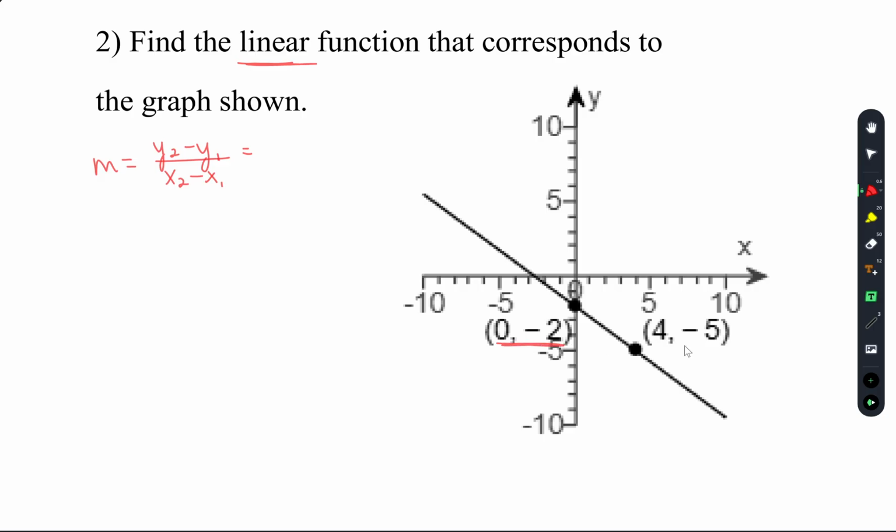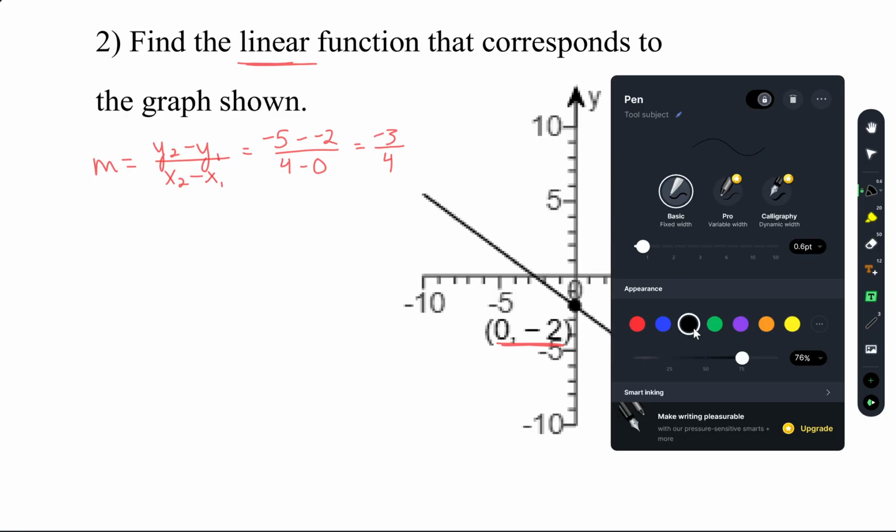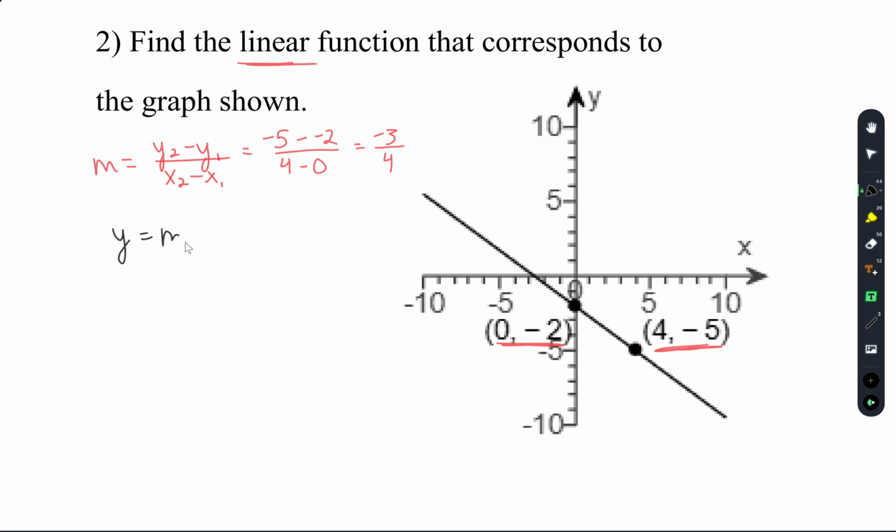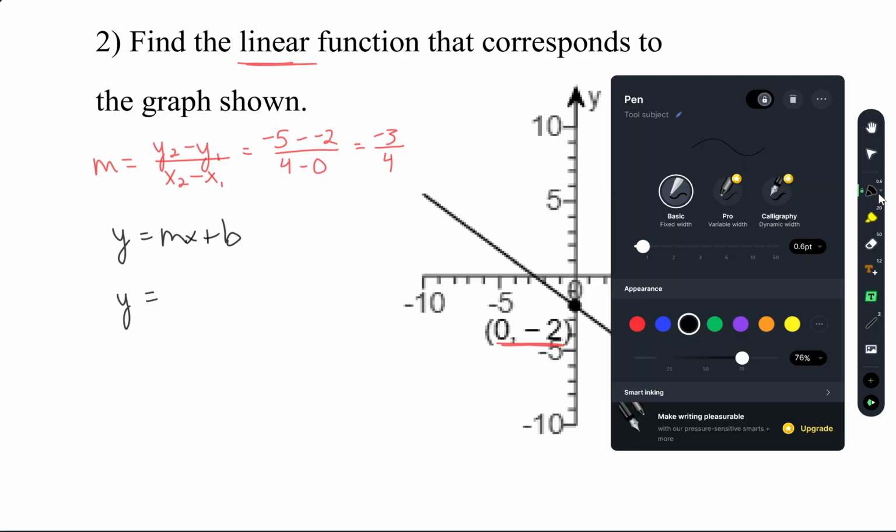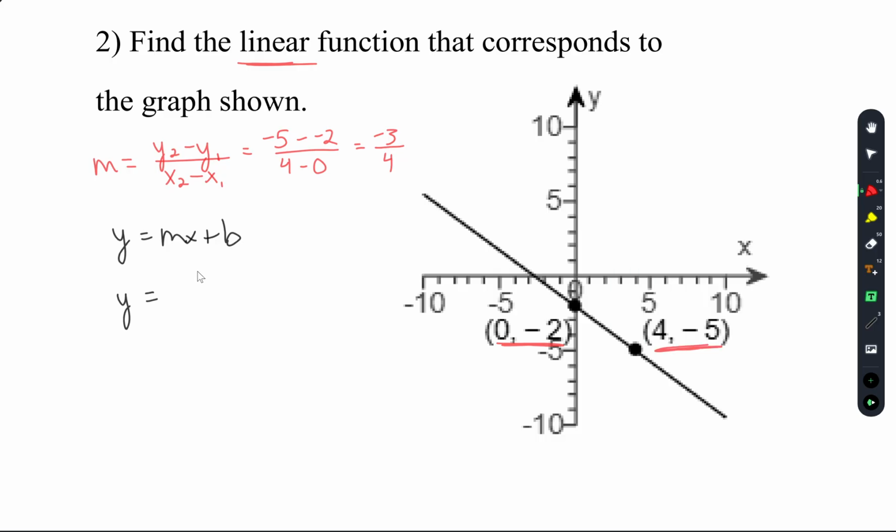So if I do the change in y's over change of x's, we get negative 5 minus 2 all over. So I'm just taking the difference of y's over difference of x's, and we're left with, that would be plus 2, so negative 3. Then for the equation of a line, y equals mx plus b, we can go straight into that if we want.